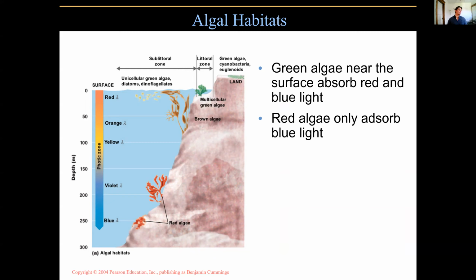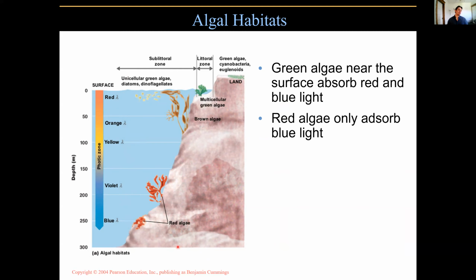So if you look at algal habitats, in this example that we have here, you will find that you have green algae near the surface, and they absorb red and blue light. And then you will find red algae at the bottom because they absorb only blue light. So the blue light penetrates further down than the red light due to the wavelength. The longer wavelength doesn't allow red light to penetrate so deep into the water.